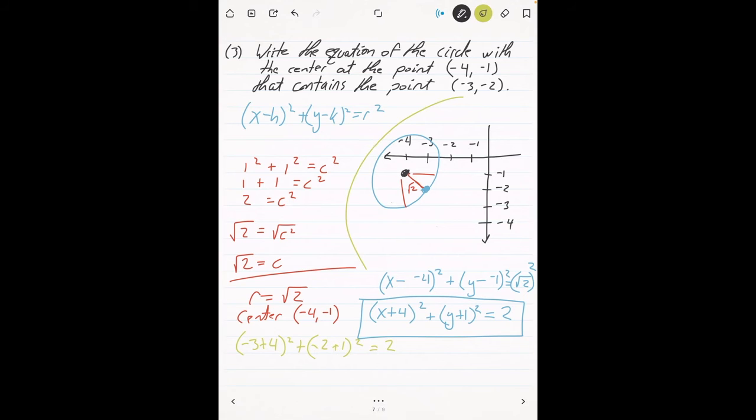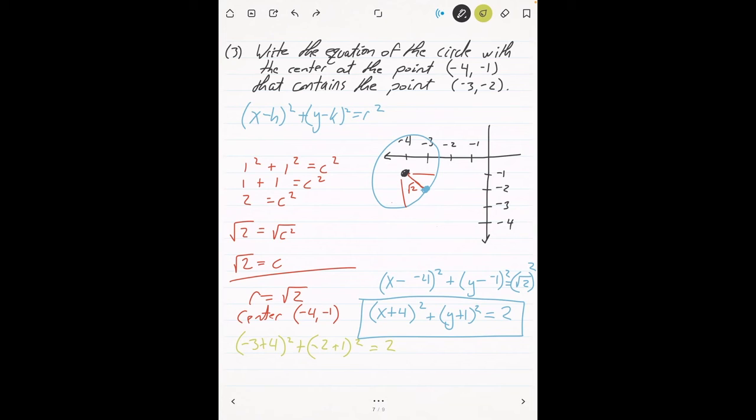Keep in mind, x and y in the equation are where you plug the coordinate points in for any point that's on the circle. It's not where you plug the center in. No, the center gets plugged into the h and the k part, okay? The point on the circle gets plugged into x and y. So make sure you're aware of those differences.